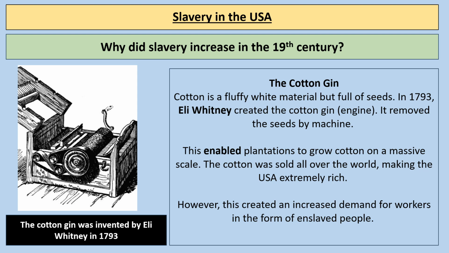That made the whole process of picking cotton and processing it much, much faster, and it meant that plantations could now grow cotton on a massive scale. This cotton was sold all over the world, making the United States of America extremely rich. What this meant, though, is that there was a huge increase in the number of plantations in the South of America, and it also created an increased demand for workers in the form of enslaved people. That's one of the reasons why the number of enslaved people increases in America between 1790 and 1830.